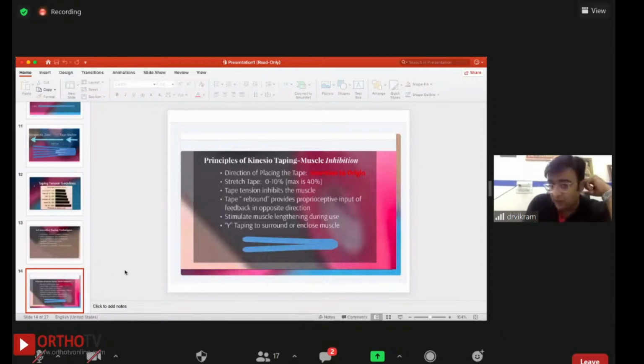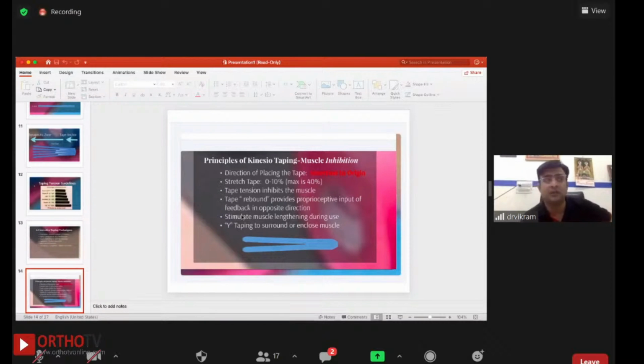Now, the principle of kinesiotaping, that is muscle inhibition. Muscle inhibition, direction of placing. Just a minute, I'll show you how. Direction of placing is insertion to origin. When we are doing it, we have to stretch the tape 0 to 10%, maximum 40%.